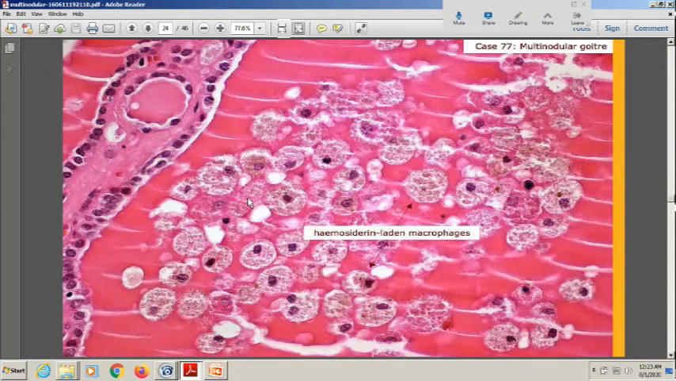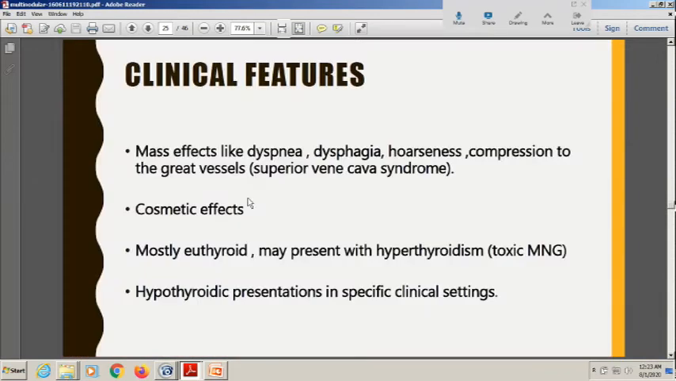Now the clinical features. As it is nodules, that means it is a mass. So very obviously, most of the MNG are euthyroid. So the symptoms are just because of the effect of the mass or nodules.